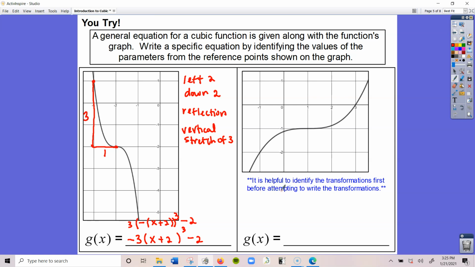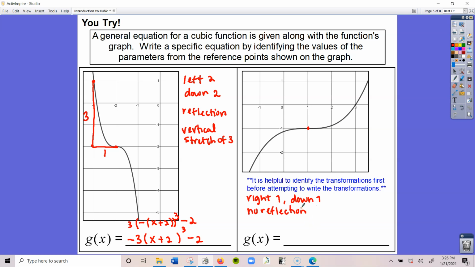Let's try this other one here. For this particular graph, the vertex is located at 1, 1, indicating that my graph shifted to the right 1 and down 1. Now this graph is always increasing. So since it's always increasing, that means that there is no reflection.